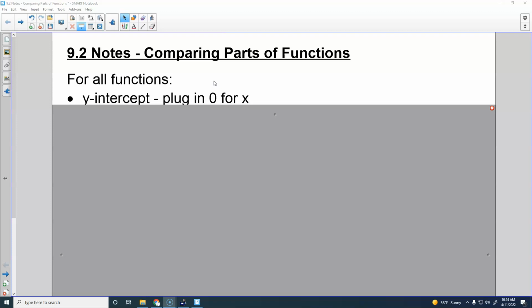So for all of these, and really all in general, if you need to know the y-intercept of a function, no matter what type of function it is, you just plug in 0 for x. Okay? So every time, plug in 0 for x. Okay. So that works whether it's linear, whether it's quadratic. Now with linear equations, there's another way we found the y-intercept.